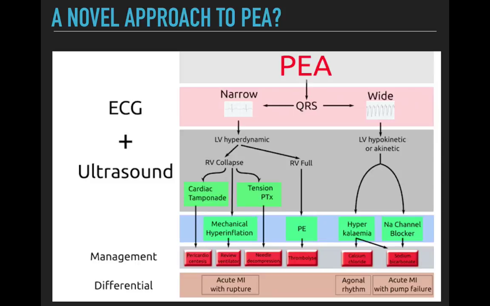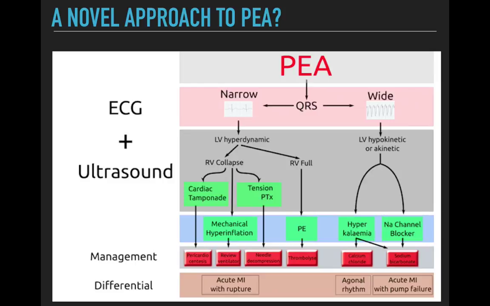If you have a narrow QRS, you're thinking that there may be RV collapse, or there may be right ventricular outflow tract obstruction, such as a pulmonary embolus, a tamponade, or tension pneumothorax. This might lead you to throwing the ultrasound on, and or doing things like finger thoracostomies, or even thrombolysis for a PE. Now, if your QRS is wide, you're thinking more metabolic and ischemic, and you might start giving things like bicarbonate and calcium, etc.